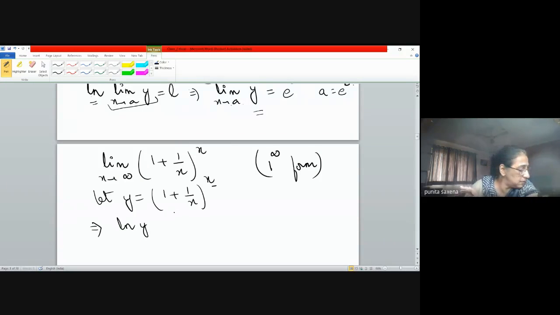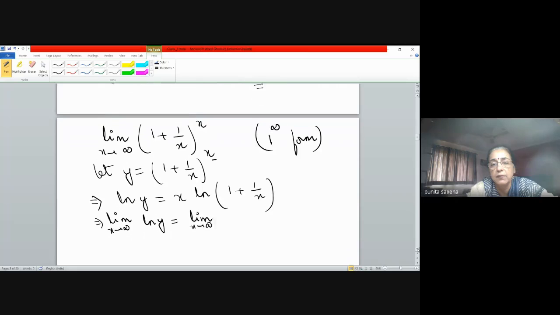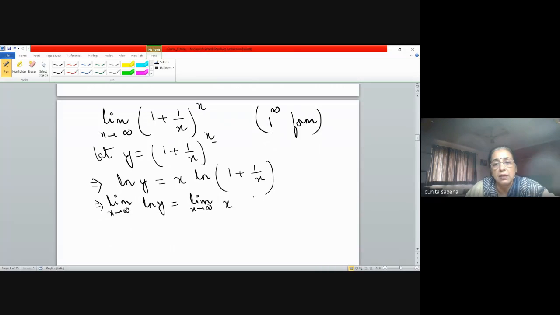I'm missing out the steps which you have to write, meaning how you write them. For that, you can see the example and then write it the way it is written in the example. So this will be equal to x log of 1 plus 1 upon x. This is what will come, right? Now we have to take the limits on both the sides. So it will be limit x tending to infinity log y equals limit x tending to infinity x log of 1 plus 1 by x.